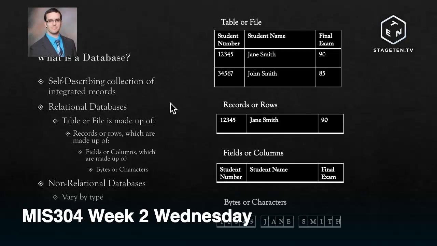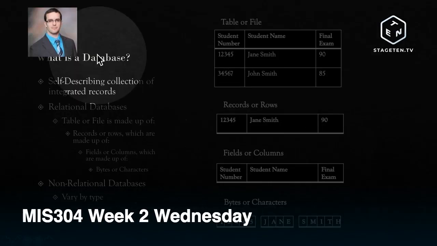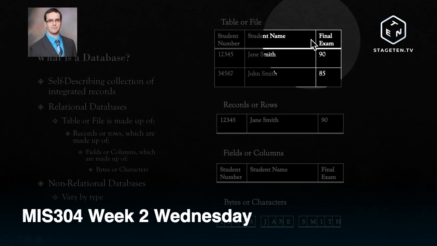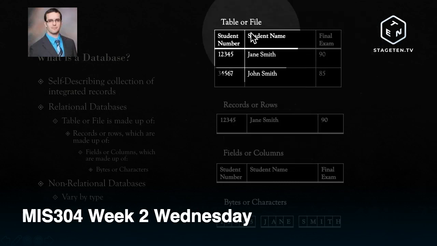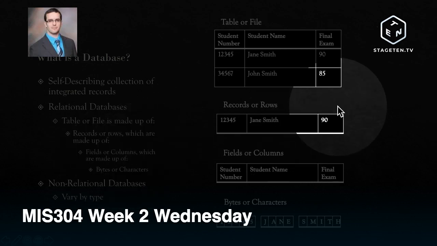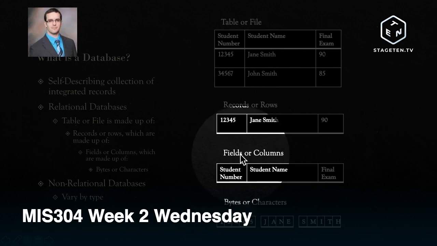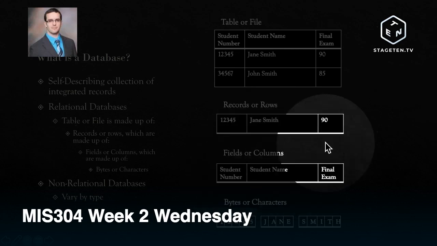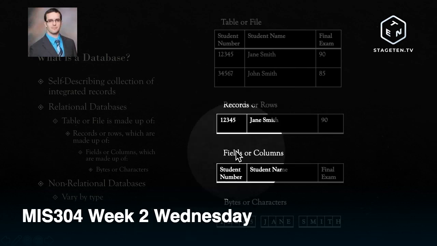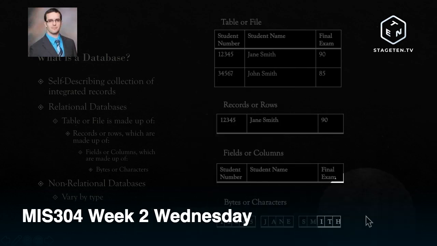What is a database? It's a self-describing collection of integrated records. Okay. So in a relational database, you can kind of look at this as a hierarchy. It's got a table or file. So the top one up there, that whole thing there is a table or file. Okay. A table or file is made up of records or rows. This is a record or a row. Okay. And then the record or row has fields or columns in it. Okay. And within each column, there are bytes or characters, okay, the smallest unit.